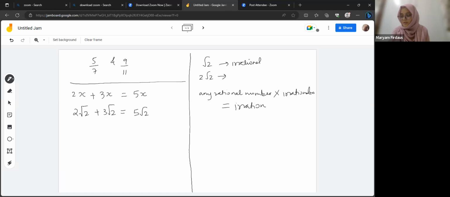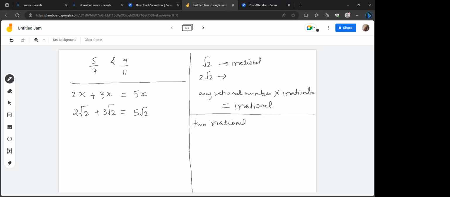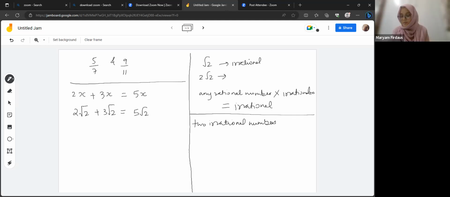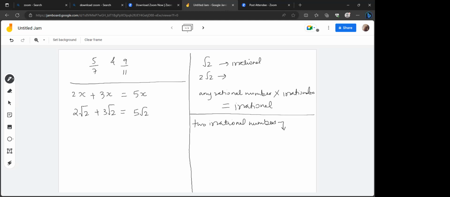Remember this always. Okay. Acha, what if you multiply two irrational numbers? What do you think you will get? Will you always get an irrational number? No. Not always an irrational number, not always a rational number. Depends. If both of them are the same, then they would get a rational number. But if they are not the same, then they would get an irrational number.